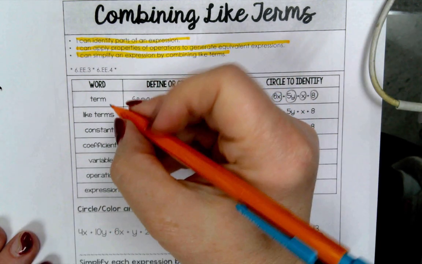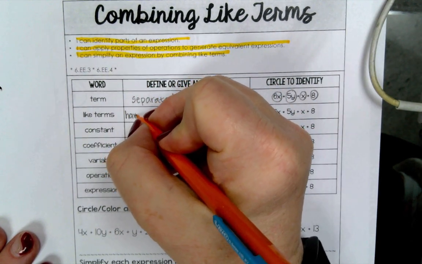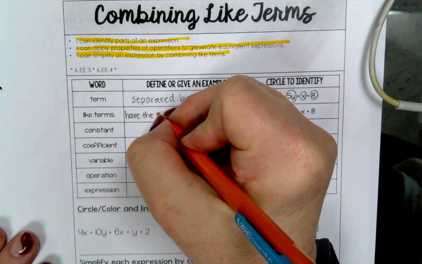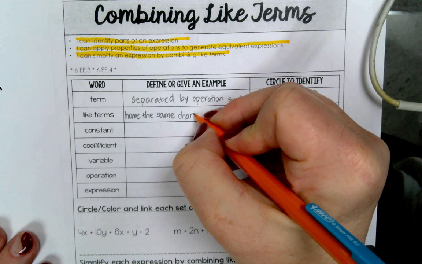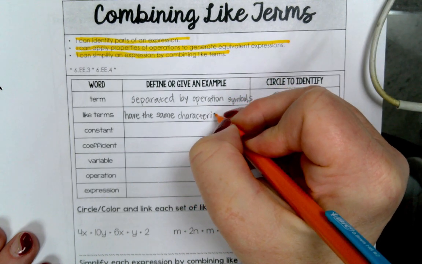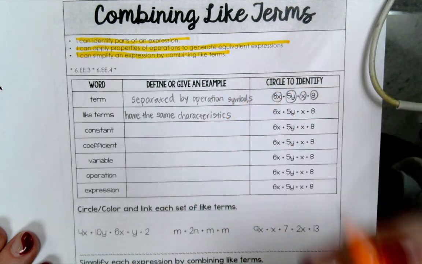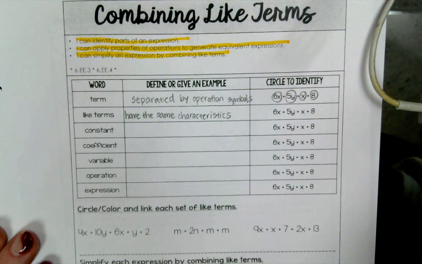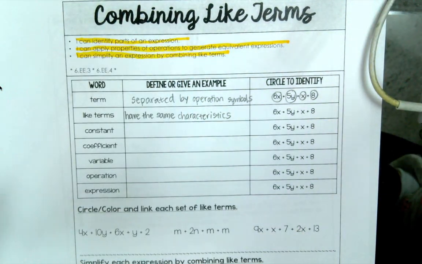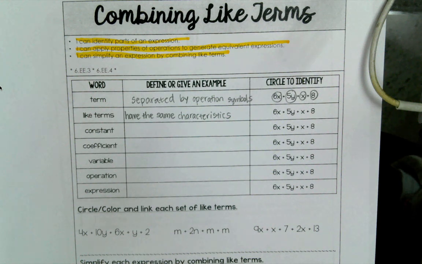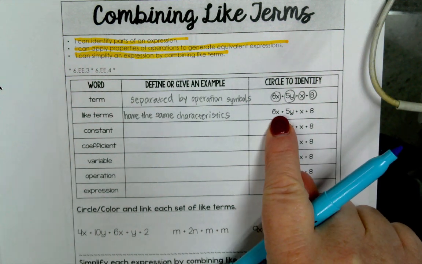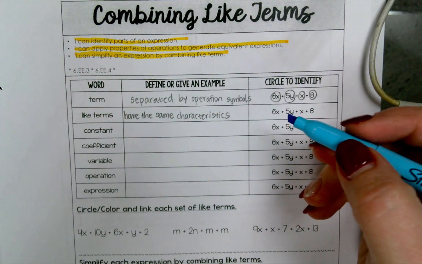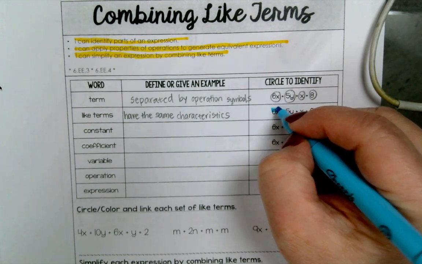Like terms have the same characteristics. So this is where my highlighters are coming in. What I do is I start with the first term, 6x. 6x has a coefficient of 6 and a variable of x. So I'm going to highlight that. This is the very first term. It gets its own color.